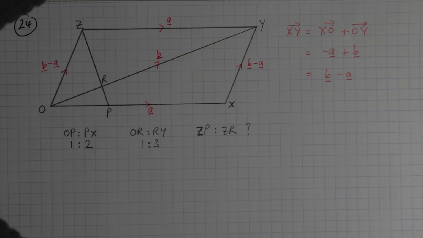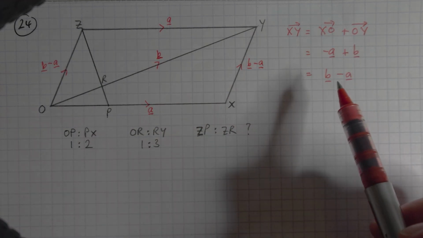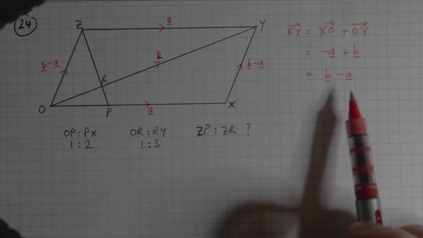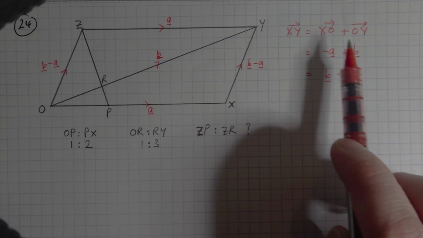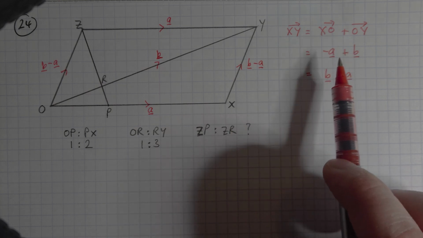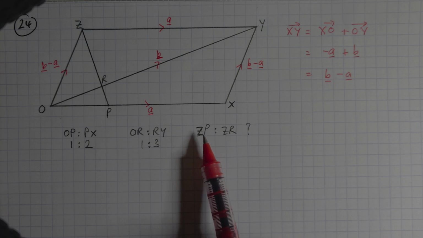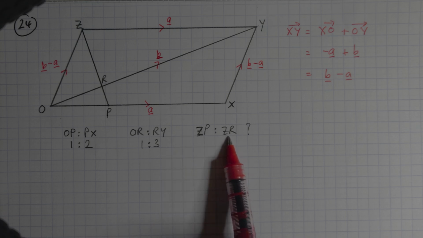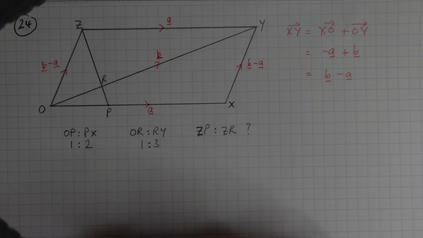Okay? And it wasn't clear that we definitely had to do that, but you'll see in a minute why we needed it. And it's okay if you don't immediately have the idea. If that didn't occur to you, then don't worry. You'll see that we're going to need it in a minute. Now remember, the question was asking us to work out the ratio of length ZP to length ZR. We can at least work out the vectors ZP and ZR. Let's see what they are.